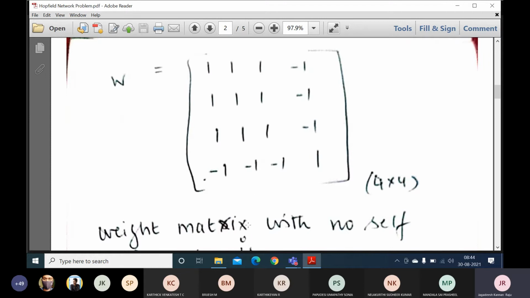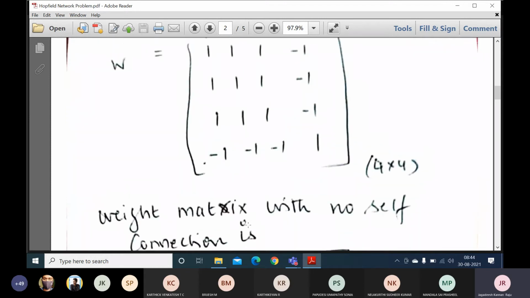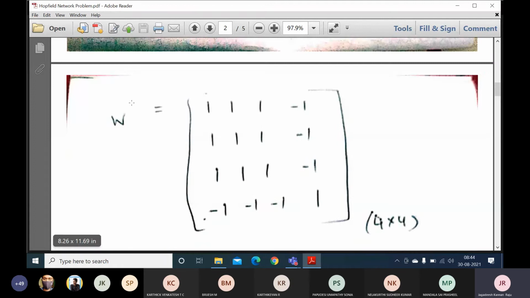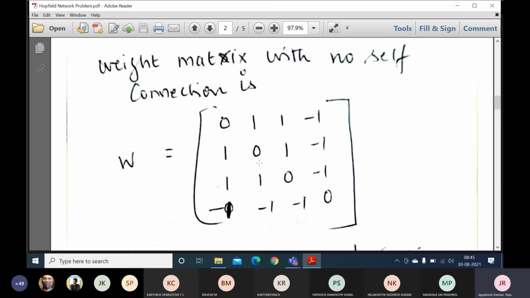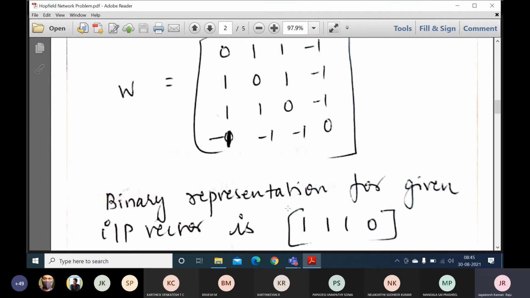Now I am saying that the weight matrix has no self connection, that is nothing but no self feedback. In the Hopfield network, there is no self feedback, so I am considering all these diagonal elements as 0 and rewriting the weight matrix like this. There is no self connection between the nodes. So I am rewriting the diagonal elements with zeros, and that is the new weight matrix with no self feedback.